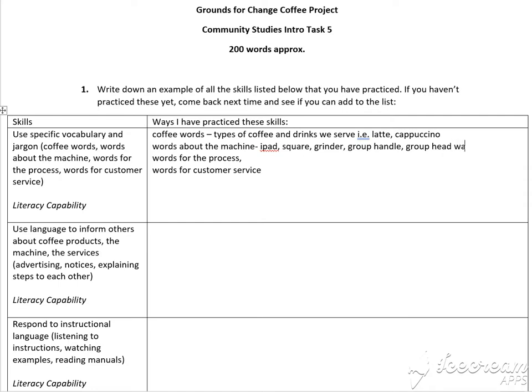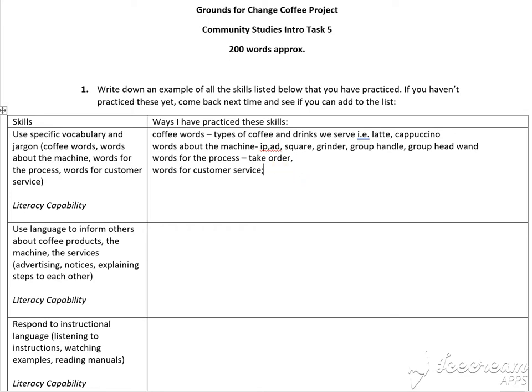You might think about the wand. Have a think of some other words that you might think. What do we put the milk in? What do we serve the coffee in, etc. With the process, you might think about the steps. So the first one, for example, is we take the order. What do we do after we take the order? What is the next person's job? What's the barista's job? Those are the types of things we're looking for there.